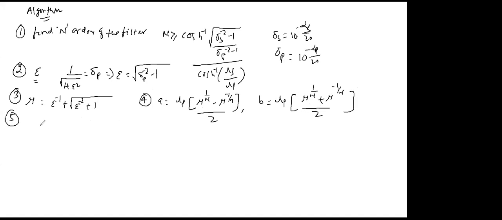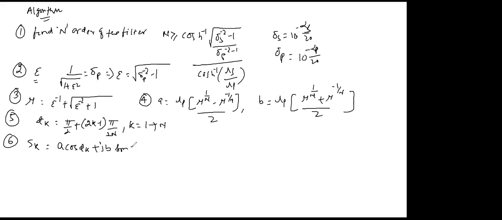Find the value of phi_k. phi_k is pi by 2 plus (2k minus 1) pi by 2n, for k equals 1 to n. Now the sixth step, find the poles s_k. s_k equals a cos of phi_k plus j b sine of phi_k. a and b are known to you, phi_k is also known to you. So we will get s_1, s_2, up to s_n. Then what is the seventh step? Find the denominator.